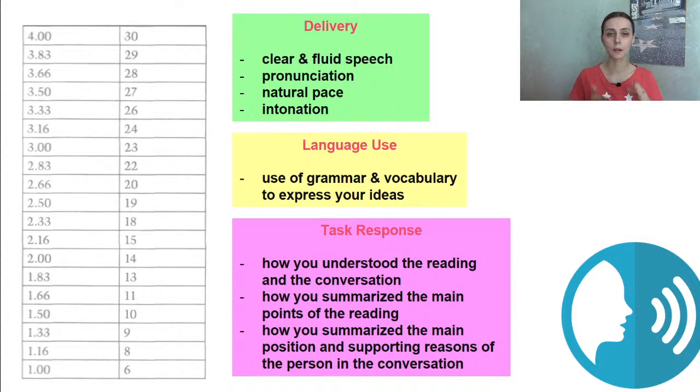Here we have several points. How you understood the reading and the conversation. Of course, in order to summarize all those things, you need to understand them. Then how you summarized the main points of the reading, and how you summarized the main point, position, and supporting reasons of the person in the conversation. So these are evaluation criteria you should bear in mind.